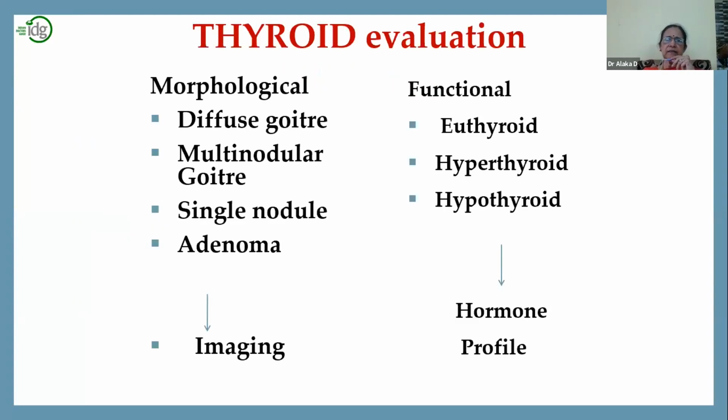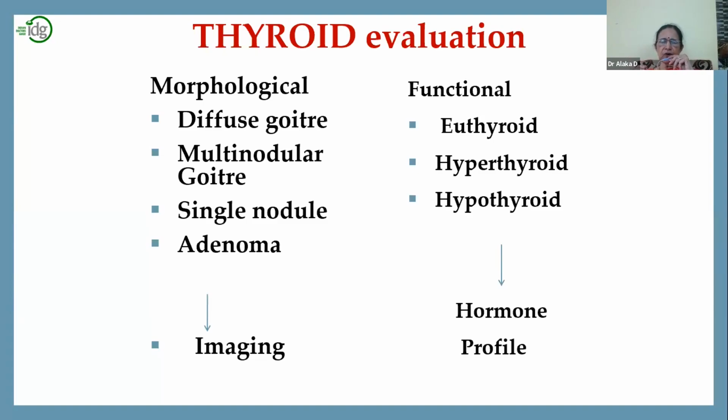Now, when we evaluate the thyroid, we need two things. We want to do a morphological evaluation and a functional evaluation. What is the morphological evaluation? That the thyroid gland is enlarged. It is diffusely enlarged, so we call it a diffuse goiter. It may be a multinodular goiter. It may be a single nodule. It may be just an adenoma. And therefore, this morphological evaluation will be done by imaging.